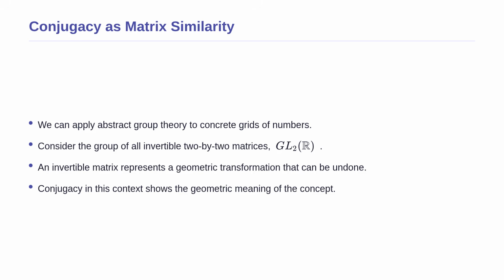Now that we have proven the core properties of conjugacy, let us look at how it applies to a different kind of group. We can take these abstract group theory concepts and apply them to concrete grids of numbers, specifically the group of all invertible 2x2 matrices. In linear algebra, an invertible matrix represents a geometric transformation, like a rotation or a stretch that can be undone. By looking at conjugacy in this context, we will uncover the beautiful geometric meaning behind the algebra we have been doing. It is the exact same logic, just applied to a new mathematical object.